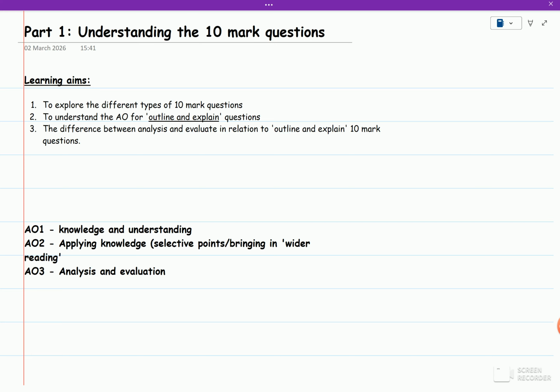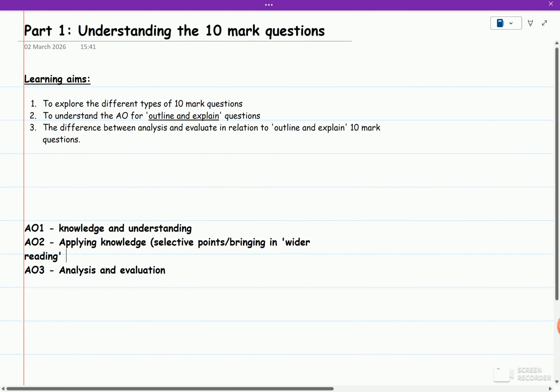We also need to understand what the assessment objectives are for the outline and explain question, which is the 10 mark question we're going to be looking at. AO is assessment objectives. You'll probably be familiar with them as AO1, AO2, and AO3. And then finally, we're going to look at the difference between analysis and evaluation very briefly in relation to the outline and explain 10 mark questions. It'll become very clear as to why we need to do that later on.